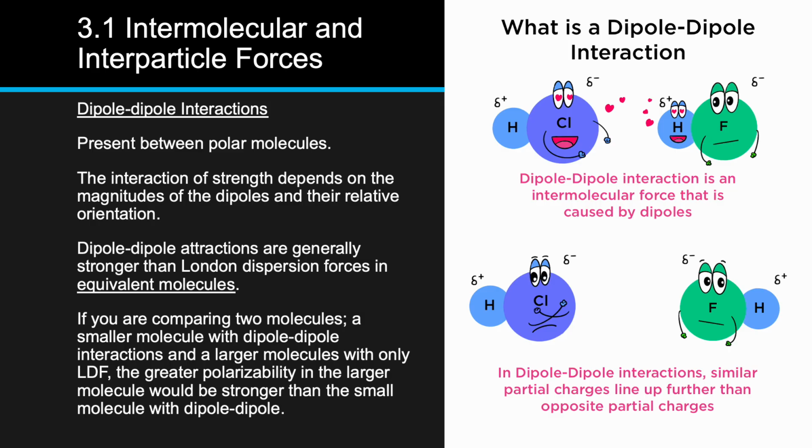And generally speaking, dipole-dipole interactions are going to be stronger than London dispersion forces. But just keep in mind, if you're looking at two molecules, a small molecule with dipole-dipole interactions and a large molecule with only LDFs, usually the LDFs are going to trump the dipole-dipole just because of that polarizability in that large molecule. So just keep that in mind.